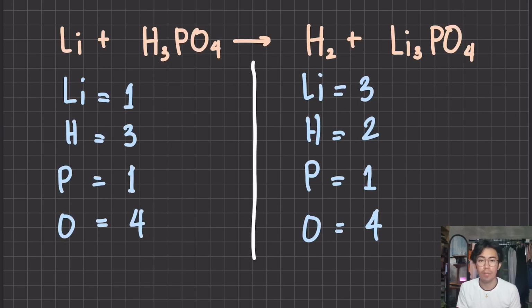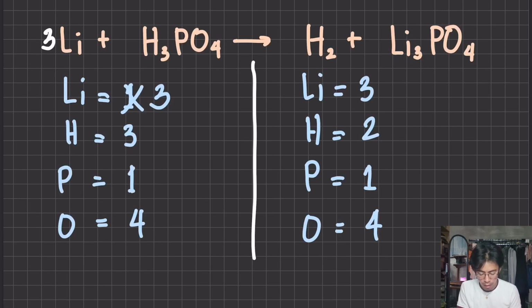Then compare the number of atoms of each element on the reactant side and on the product side. We can see differences in lithium and hydrogen only. Phosphorus and oxygen both have the same number of atoms on the reactant side and on the product side. Let us first manipulate lithium. Since lithium on the reactant side is 1 and on the product side is 3, we write 3 in front of lithium, making the number of lithium atoms on the reactant side equal to 3.